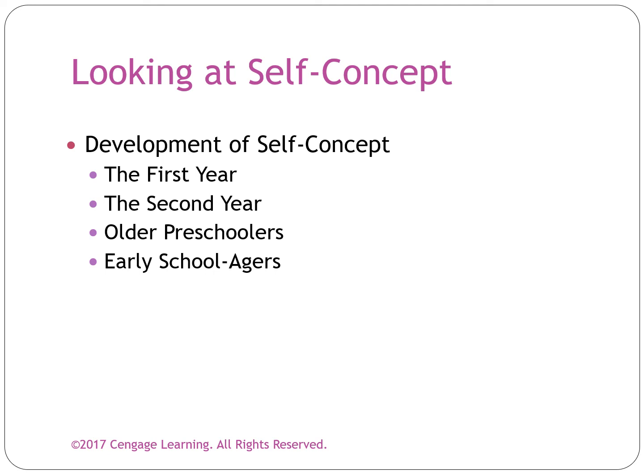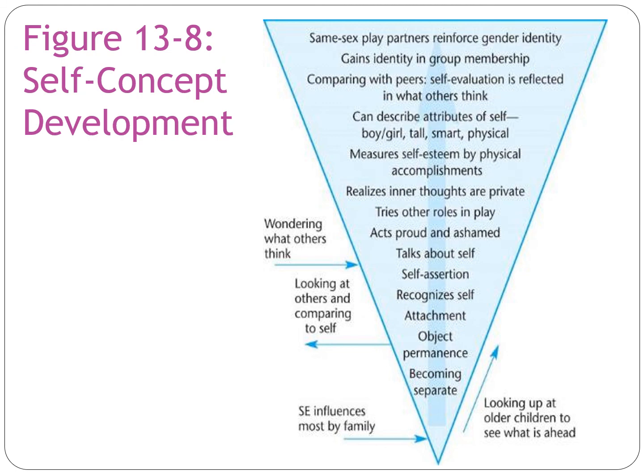In preschool years, children talk about being a boy or girl, how old they are, how big they are, and what toys they have. They are beginning to realize their thoughts are parts of a private self. Early school agers are beginning to see themselves as others see them, and internalizing rules for behavior based on how others will react to them. Figure 13-8 shows the development of self-concept in children.